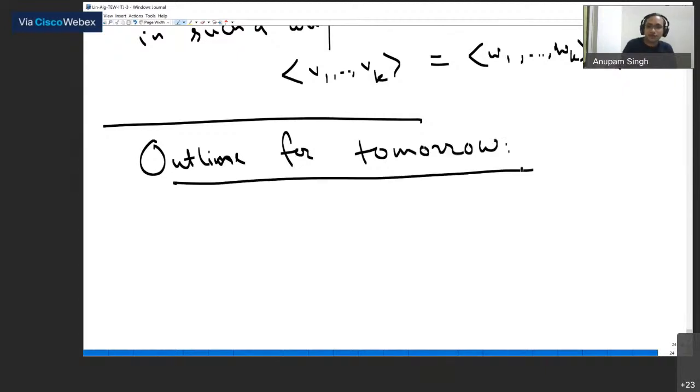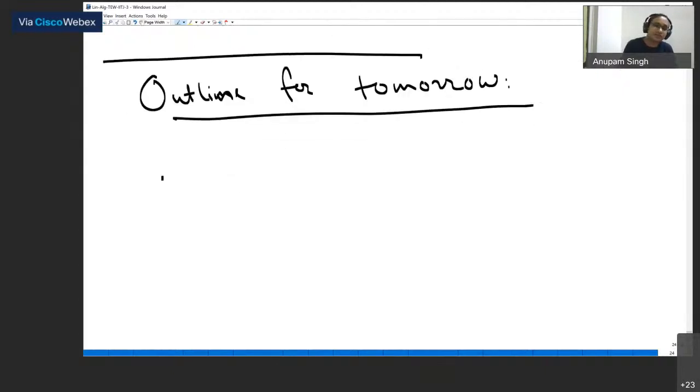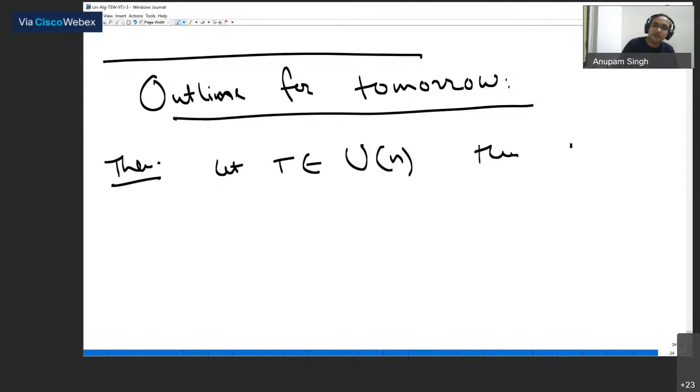Okay. So we are going to prove some interesting theorems. The first theorem is that if I take a unitary operator, let T be in U(n), so that is a unitary operator, then T is diagonalizable.